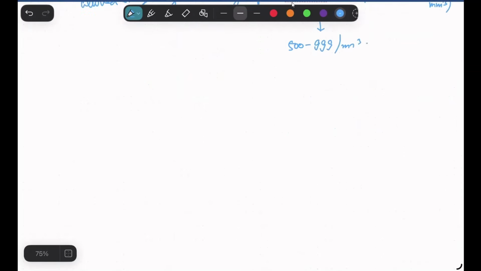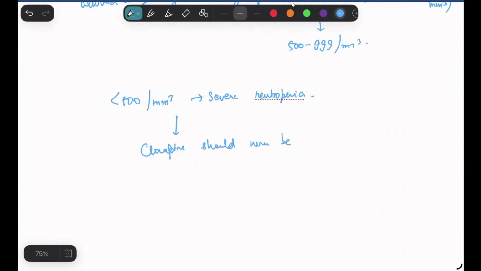Okay. Suppose the ANC falls below 500 per millimeter cube. This is known as severe neutropenia. Once a patient develops severe neutropenia, clozapine should never be started again or re-challenged. Okay, this is clear.